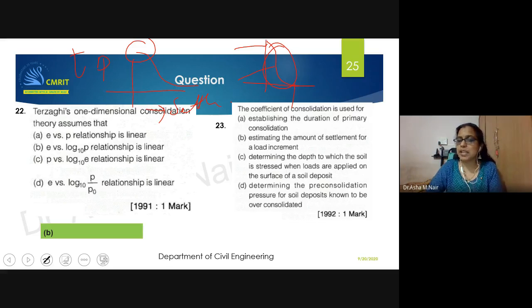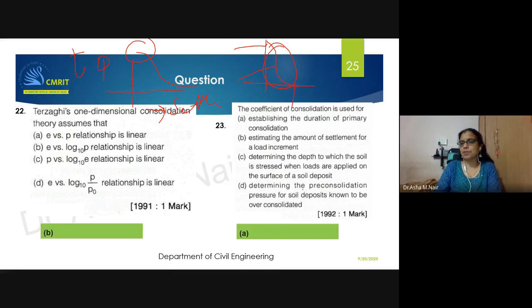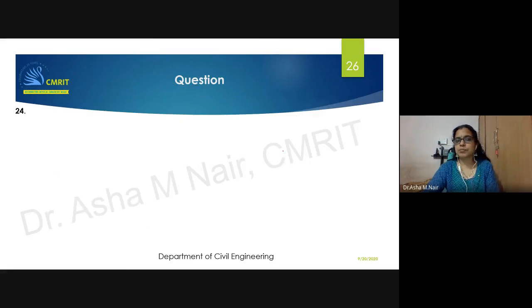Then, determine the pre-consolidation pressure for soil deposits known to be over-consolidated. So it's not like that. We have to just find out what exactly will be the primary consolidation by using this consolidation experiment. Immediate settlement is also a part of the consolidation. So what will be the answer for this? It will be A, which is nothing but estimation of the duration of primary consolidation.